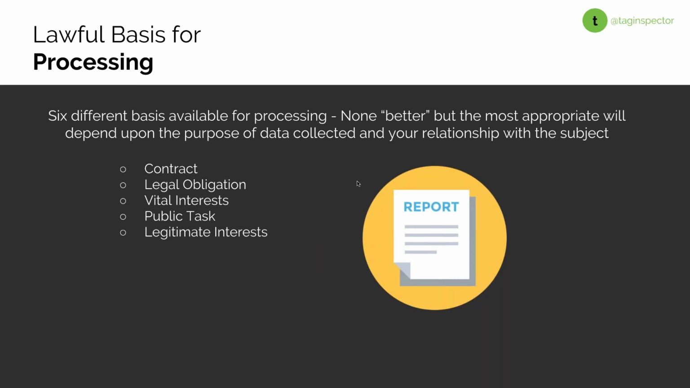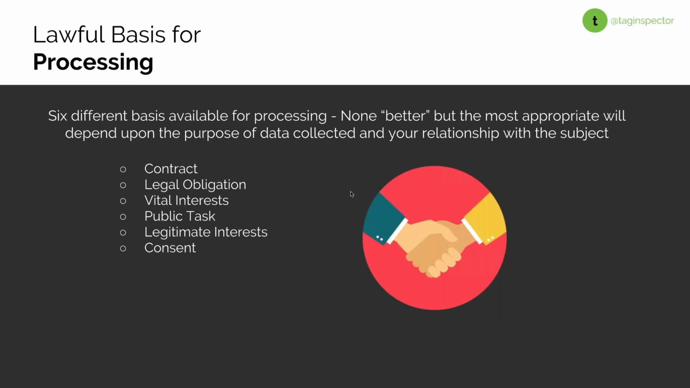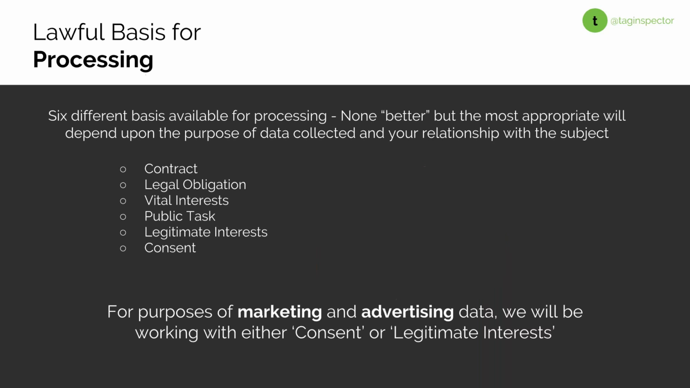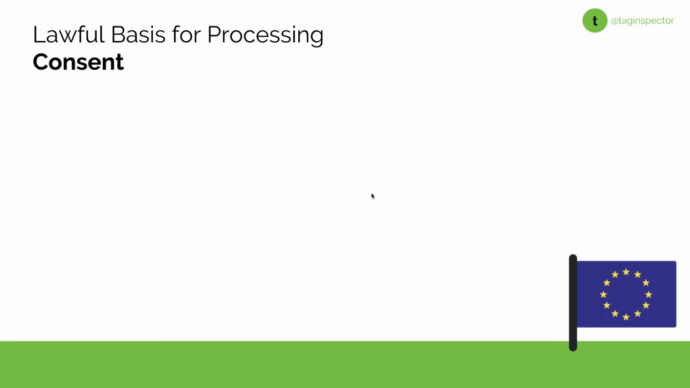Now, the last 2 we're going to cover in much more depth. The first is going to be legitimate interests, and the second is going to be consent. For the purpose of marketing and advertising data, we will be working with either consent or legitimate interests. So those are the 2 that you really need to focus on and you really need to understand. Starting out with consent, because that's kind of the hot topic that everyone wants to cover and to really focus on. So we want to focus on consent if you prefer to give subjects full control over and responsibility for their data.